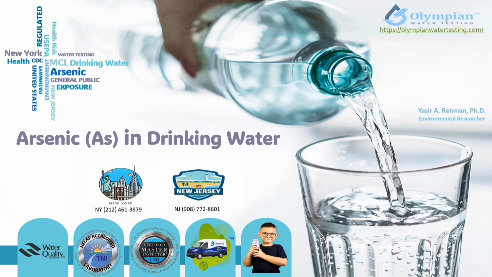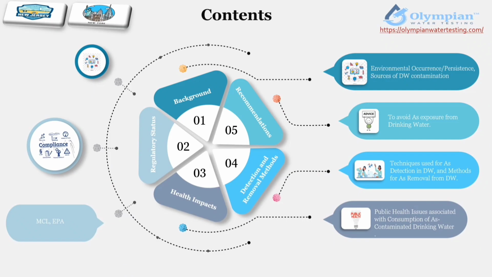Because of its high public health significance, it is very necessary to keep the general public aware of its toxicity, regulations, health impacts and precautions to avoid arsenic exposure through drinking water. Here are the contents of my video, which include the background information on arsenic in drinking water, its major sources through which arsenic can enter drinking water systems and contaminate them, and an update on the regulatory status of arsenic in drinking water in the United States.